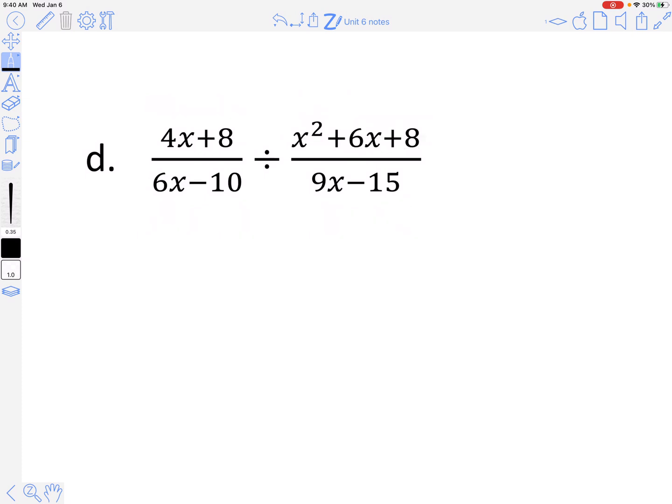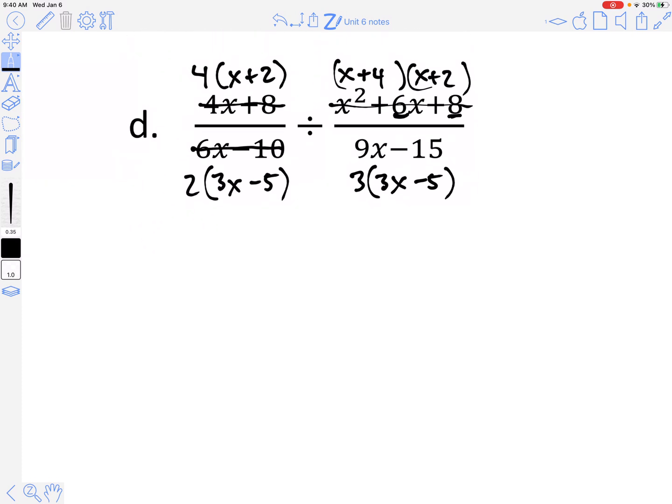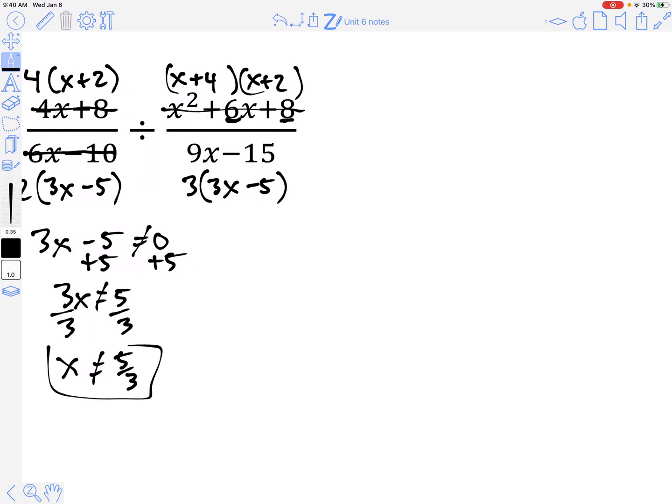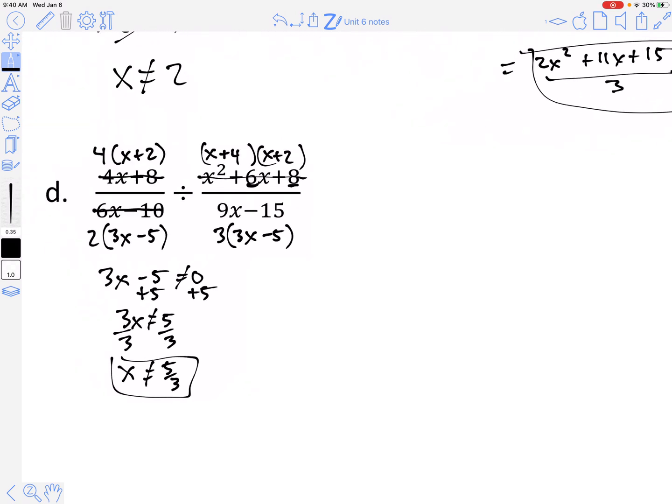Okay, now I've got to find my excluded values, so I'm going to set each, well, they're the exact same thing. So I'm going to make sure that this, because it's in the denominator, never becomes 0. So I'm going to add 5, divide by 3, x can never be 5/3. Okay. And then the 2 and the 3, there's no way they can ever become 0, so they're not an issue. Don't forget about this. All right.